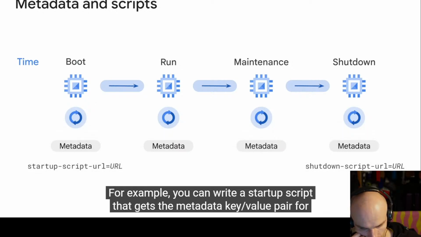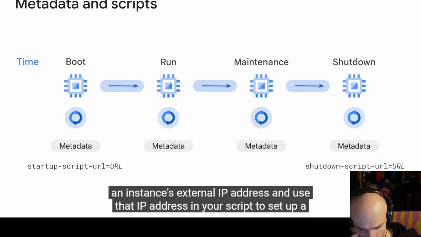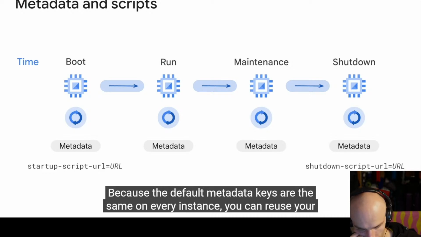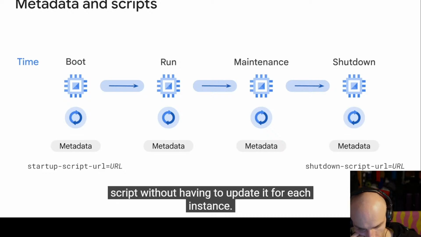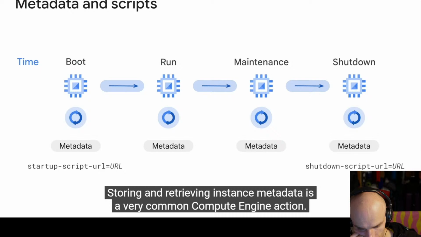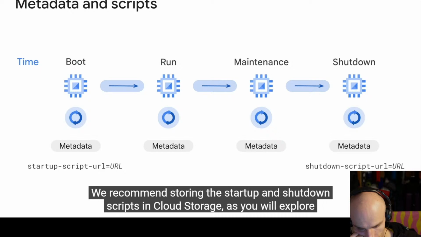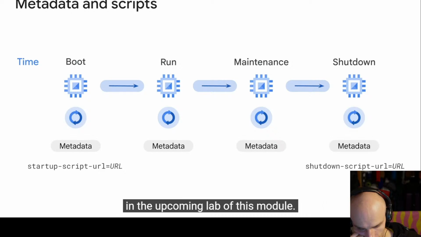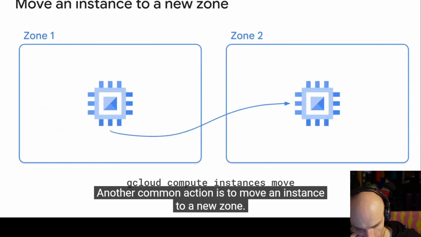For example, you can write a startup script that gets the metadata key value pair for an instance's external IP address and use that IP address in your script to set up a database. Because the default metadata keys are the same on every instance, you can reuse your script without having to update it for each instance. This helps you create less brittle code for your applications. Storing and retrieving instance metadata is a very common Compute Engine action. I recommend storing these startup and shutdown scripts in cloud storage, as you will explore in the upcoming lab of this module.